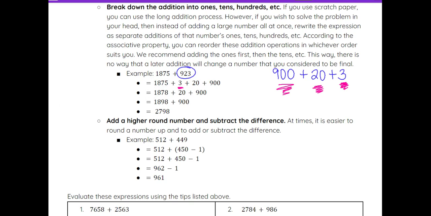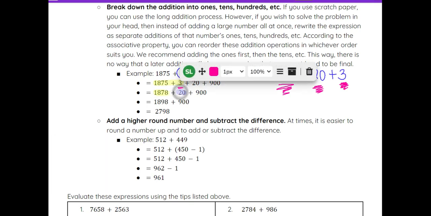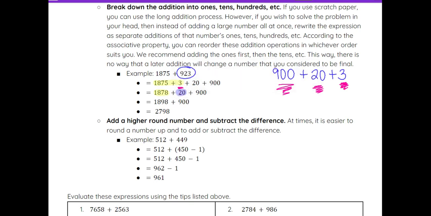So here we take the 1875 and we add 3 to it. And when we do that, we get 1878. But then what we will do is we will add that 20 in. So we're going to take that 20 and add that 20 to the 1878 and we'll get 1898. Then from there, we add in that 900. When we do 1898 plus 900, we get 2798. So that's a way that we can break down either in your head or on paper and end up with our result from the original, but kind of piecing it together using the place values.